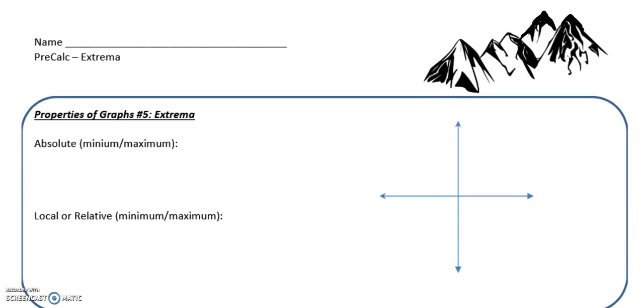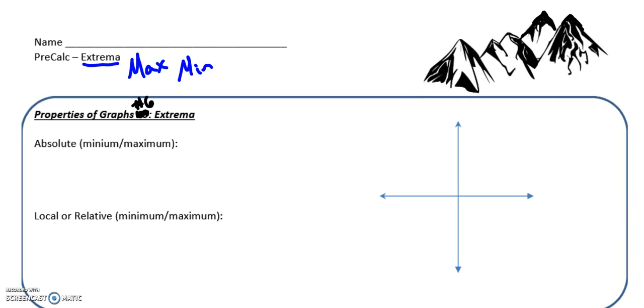Before we start looking at polynomials, we have another property of graphs that we need to talk about, and that is what's called extrema. It looks like extrema, but it's extrema. And when I talk about extrema, I'm really looking at maximums and minimums on my graph. Maximums and minimums. So if I come down here, it actually is property number 6.